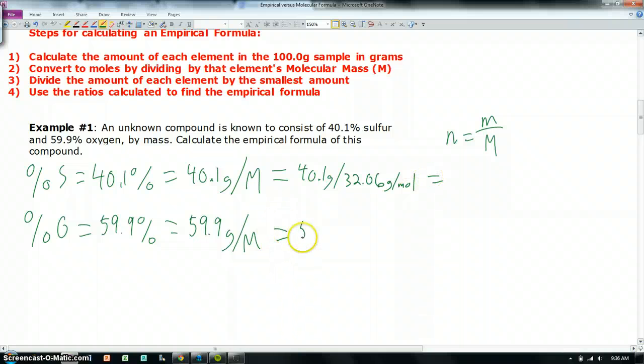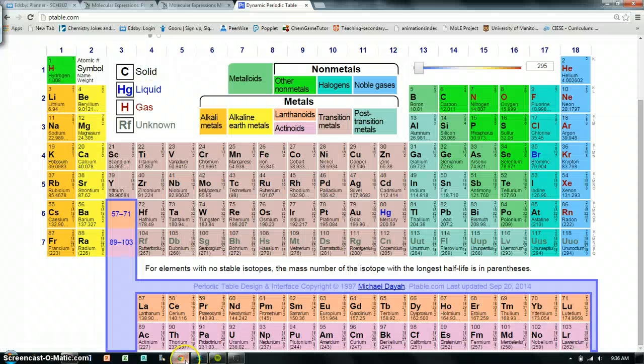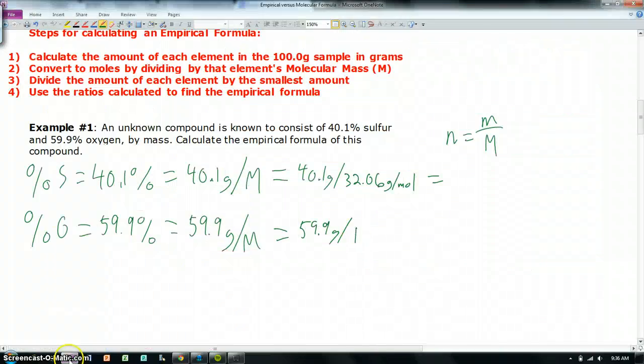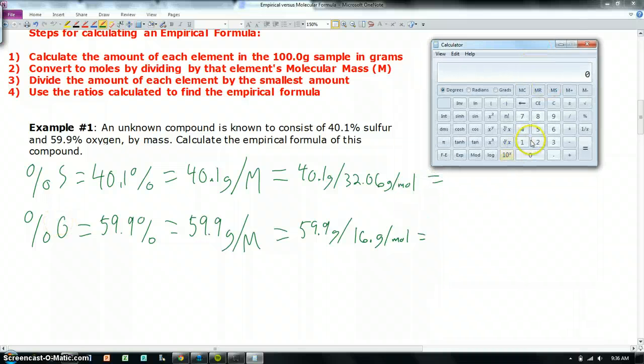And I will see that oxygen has a molar mass of 15.999. We'll round that to 16 grams per mole. And so now we just need to calculate. Okay, so we'll take our 40.1, divide by 32.06, and I made a mistake.